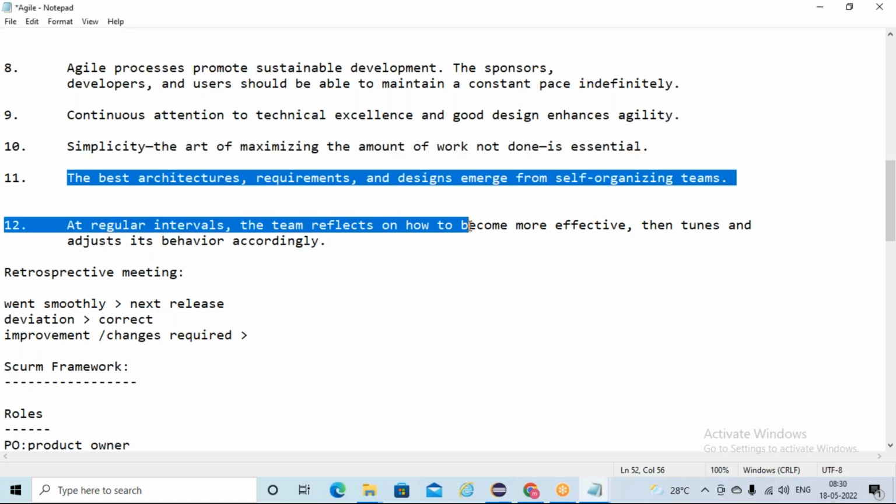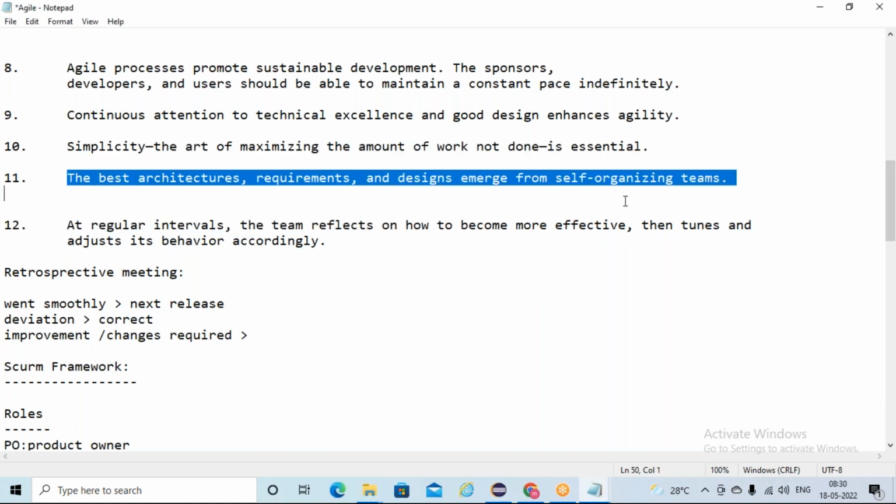Next: the best architectures, requirements, and designs emerge from self-organizing teams. We will maintain self-organizing teams. The QA team organizes itself and comes out with the best results. The development team organizes itself and comes out with the best results. As I told you, there is no superior or junior; we are all interacting. We have a common understanding, and we are working for the software itself, and we deliver a quality application to the client. That is our agenda, and that way we will get the best result.